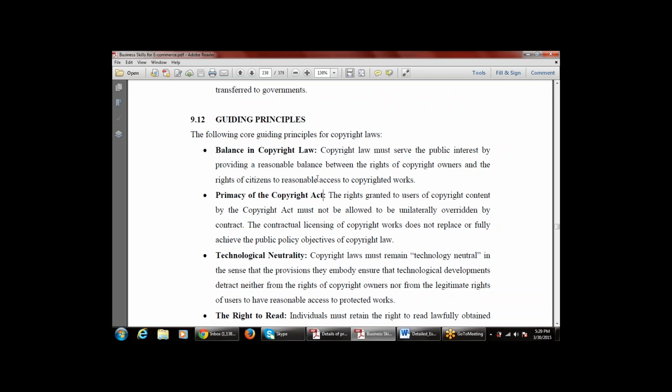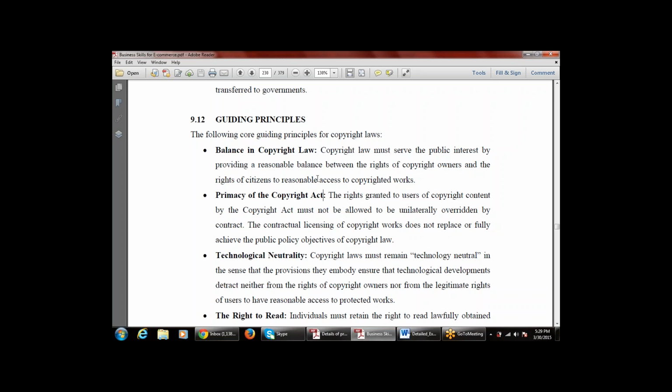First is balance in copyright law. Balance means there must be a balancing condition in the copyright law. That is, the copyright law must serve the public interest by providing a reasonable balance between the rights of copyright owners and the right of citizens to reasonable access to copyright works. So there must be a balance in the copyright laws.